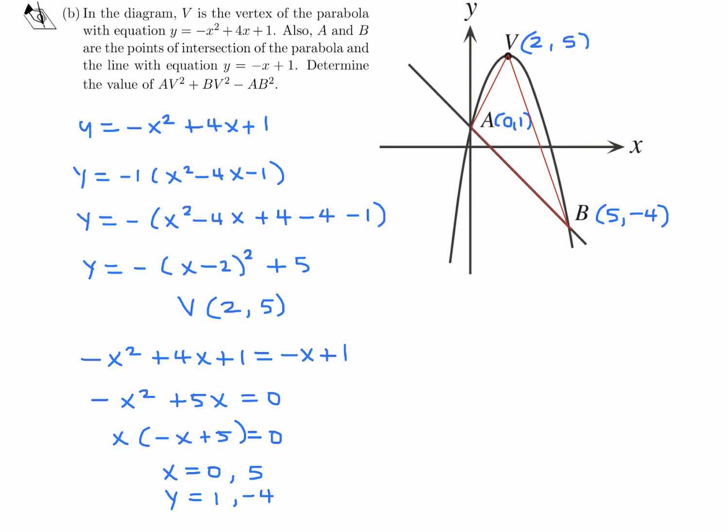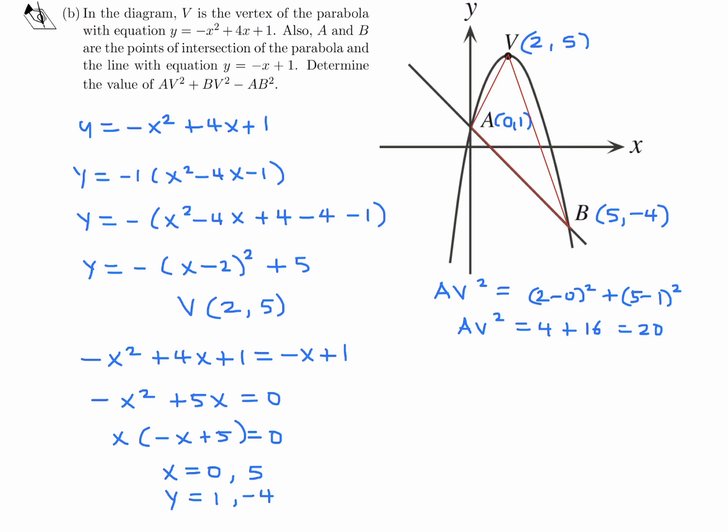Okay, so AV squared is the distance formula. So that's going to be using those 2 points A and V. 2 minus 0 squared plus 5 minus 1 squared. And then normally it's under the square root sign, but that would be AV. But since I'm squaring it, I don't need the square root sign. So that means AV squared, when you do this math, turns out to be 4 plus 16, which is 20.